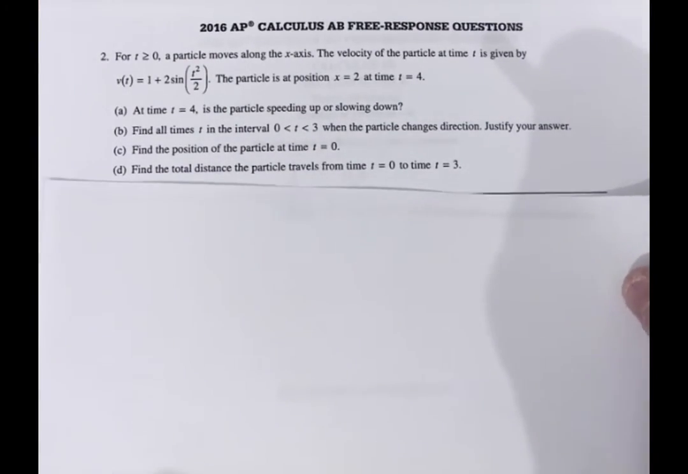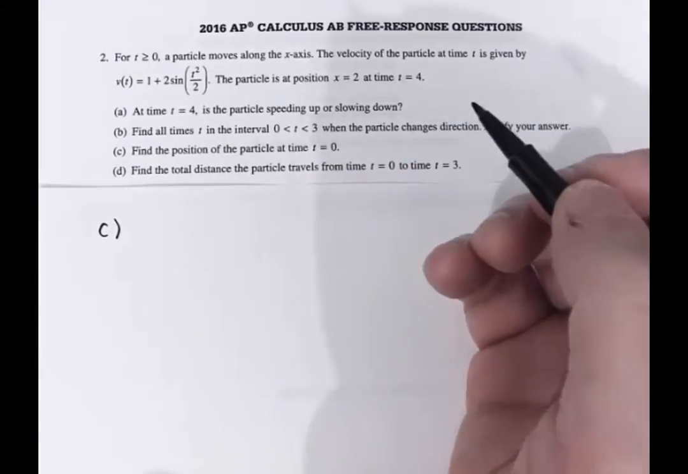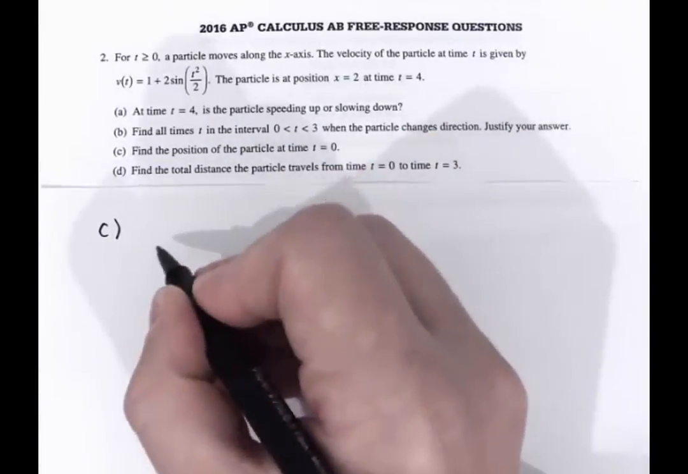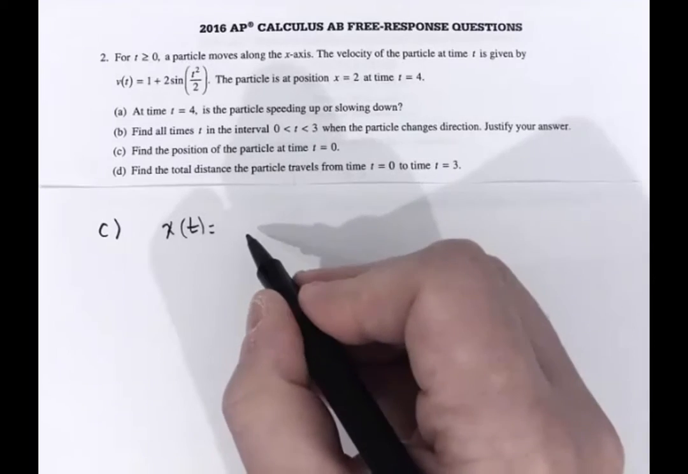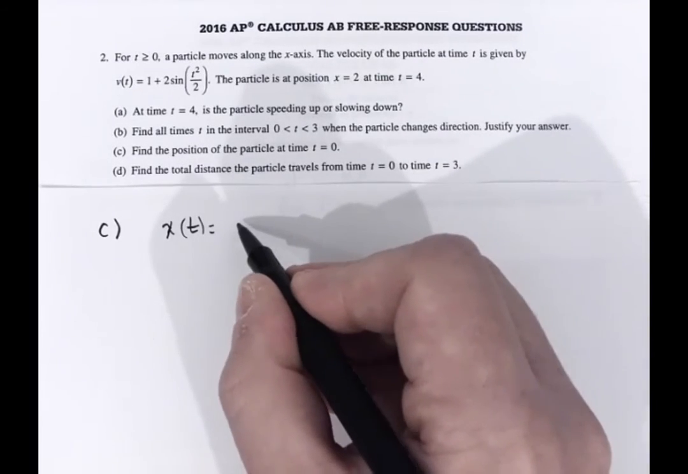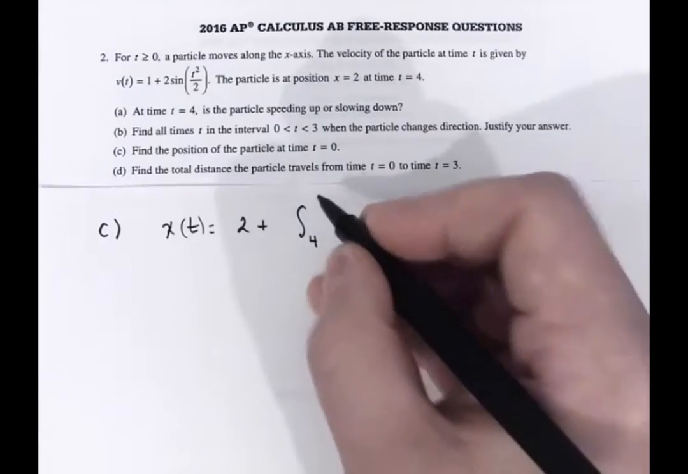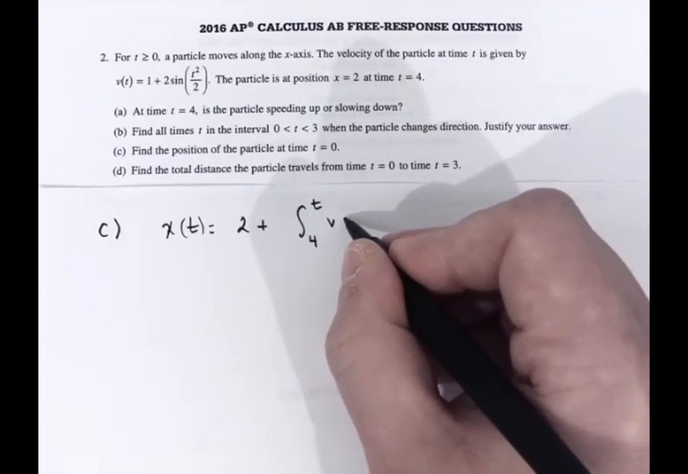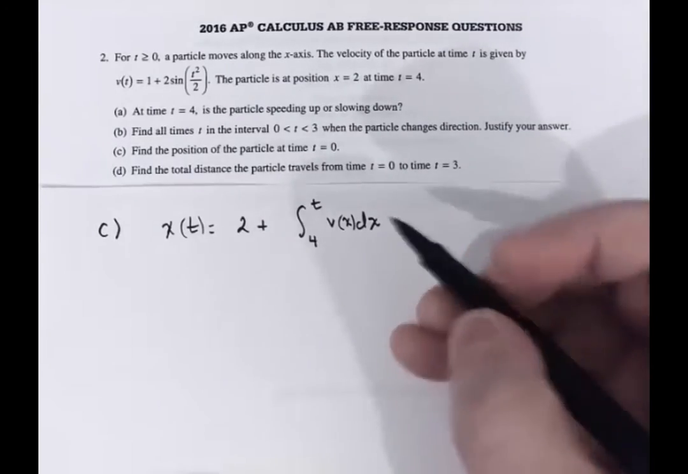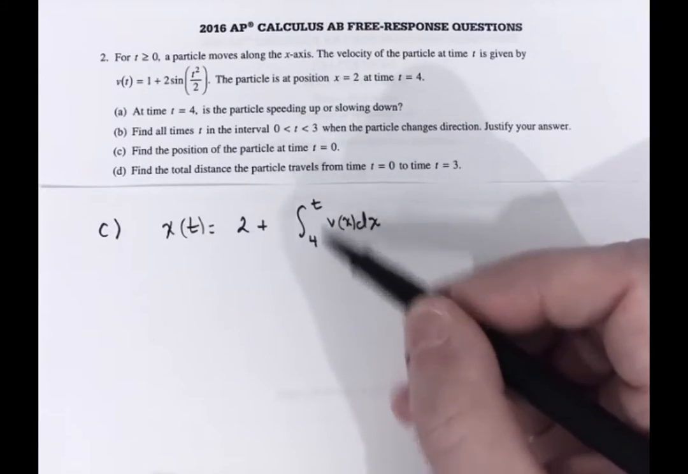Okay, now let's go to part C. C asks us to find the position of the particle at time equals 0. So we know that the position at time equals 4 is 2. So the position at time equals t will be wherever it is at time equals 4, which is 2, plus an integral from 4 to wherever of the velocity function, let's use a dummy variable here, v of x dx. So I know where it is at time equals 4, it's at 2, and then I can just add on the motion that happens on that interval.